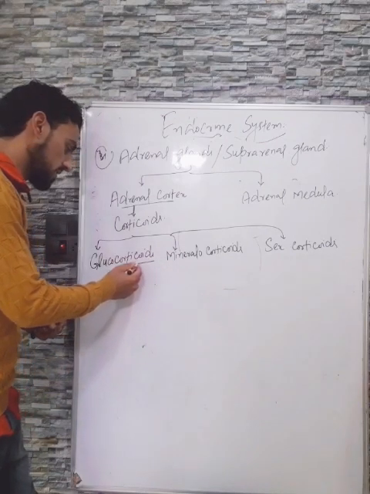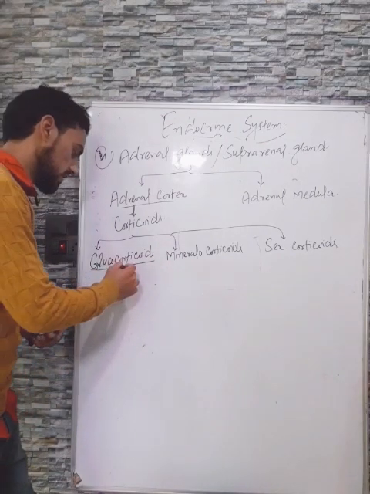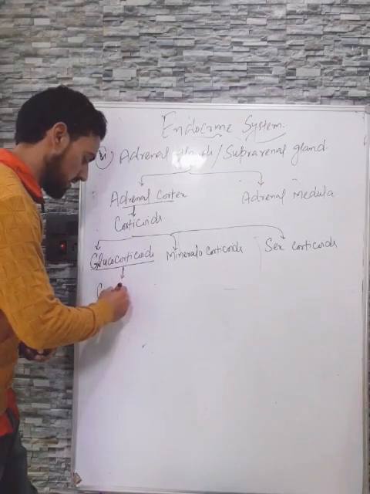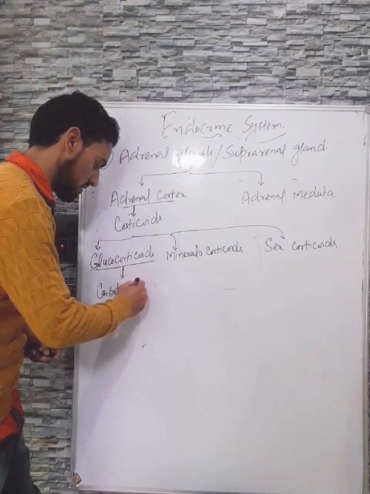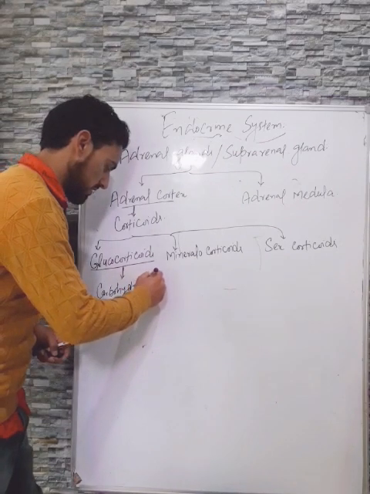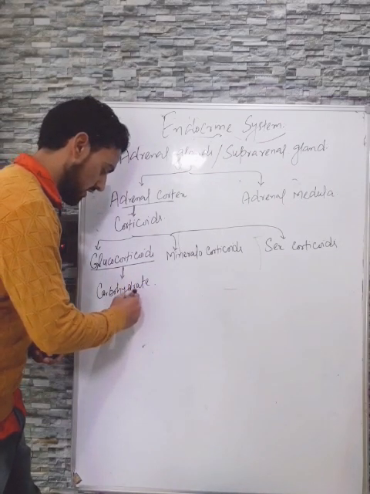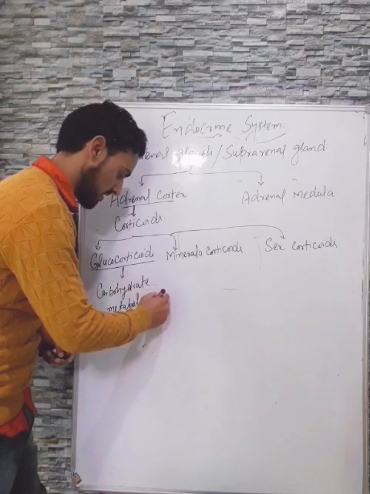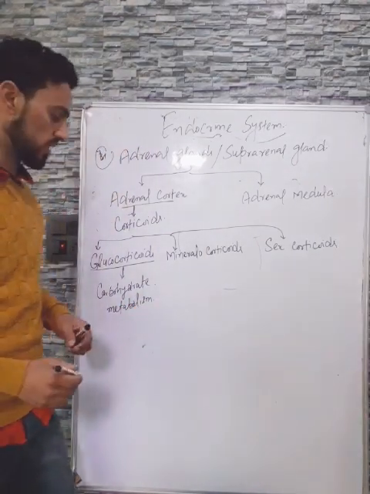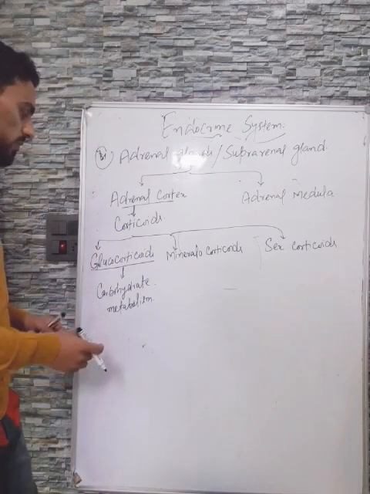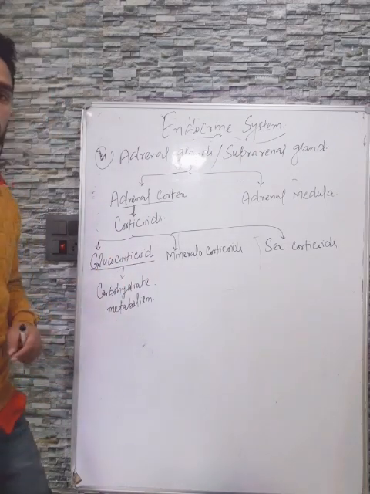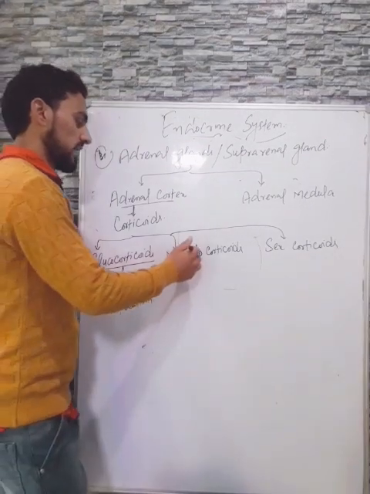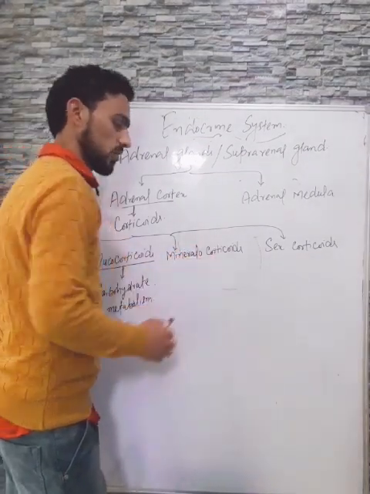Now, what is the function of the glucocorticoids? They regulate the carbohydrate metabolism in our body. That means they check the glucose level of our body. That is the function of glucocorticoids.